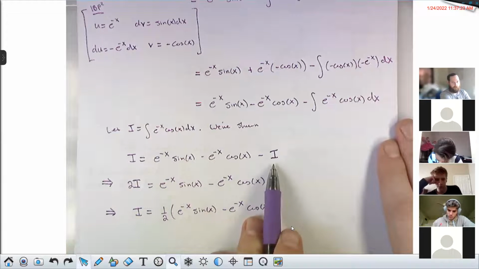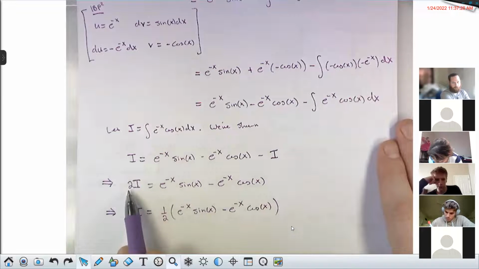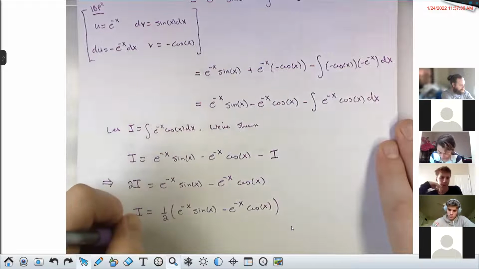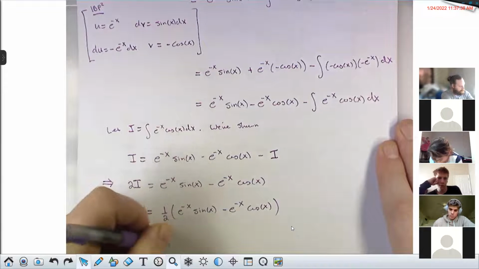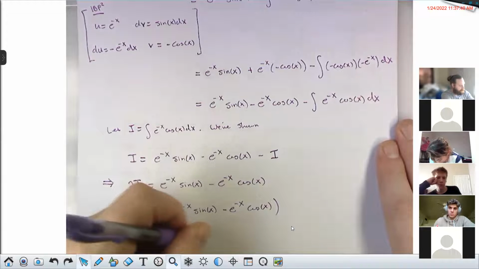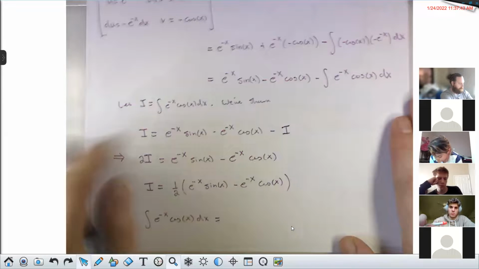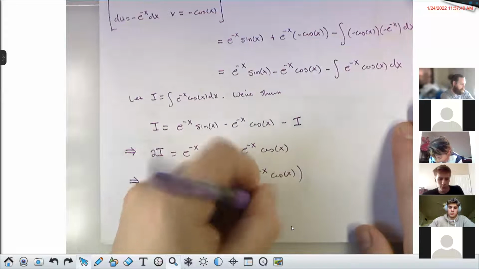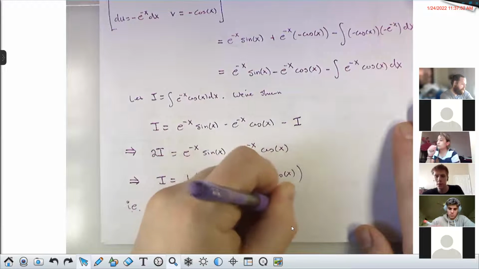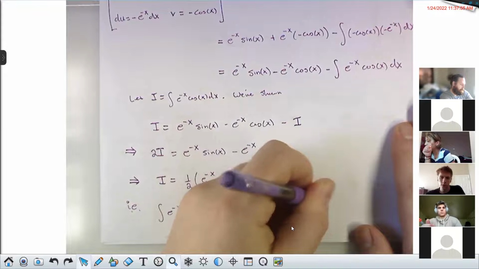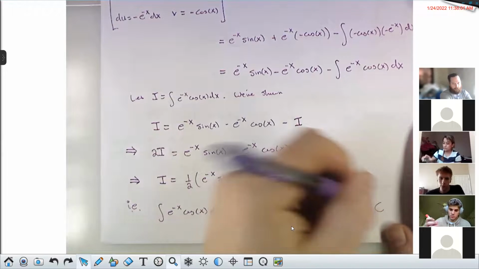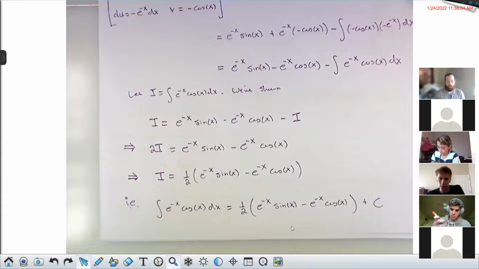So you add this guy over here, and that gives you 2 times your integral equals some stuff. Well, that means that your integral equals that stuff, i.e., the integral of e to the negative x cos x dx is equal to this expression. And we need to write a plus C here technically. All right, indefinite integral, so I'll add my plus C here.